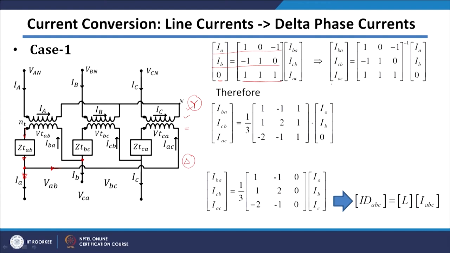by inverting this matrix, your delta phase currents will be equal to the inverse of this particular matrix times this matrix. So, I am taking this matrix to this side by making the inverse. So, this basically gives me the line currents to the delta currents. However, there is no IC current present here. So, if you calculate the inverse of this matrix, it will be given by this one. You can easily calculate it. And here we do not have the IC current.